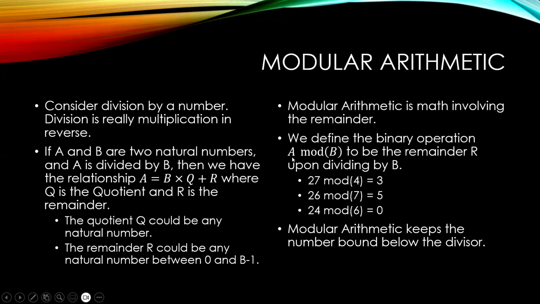And so modular arithmetic, it's a binary operation. We're taking two numbers, we're getting a new number out of it. The question is, what are the properties of modular arithmetic? Are they similar to the properties of addition or multiplication? How can we figure it out?